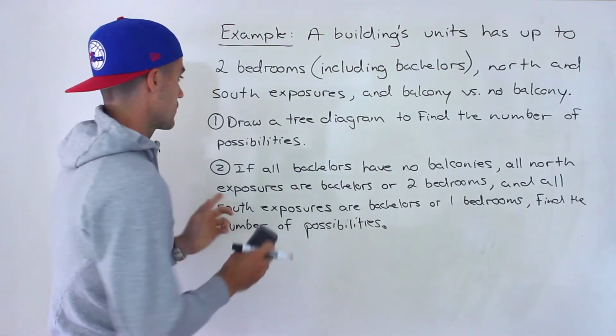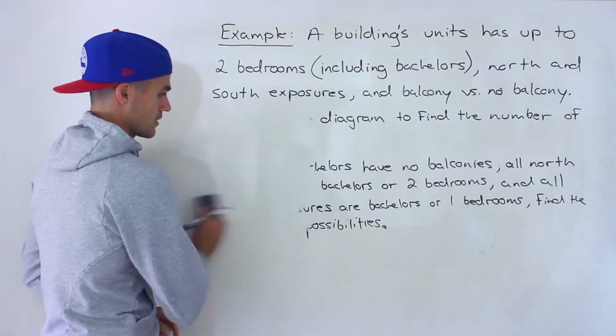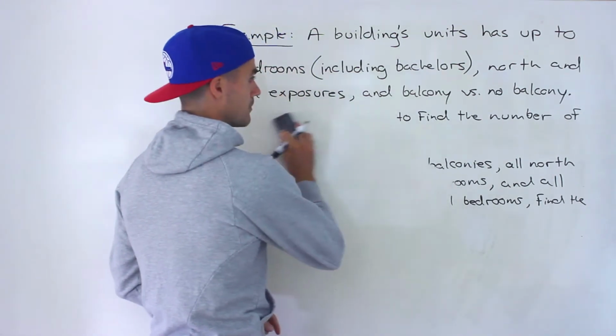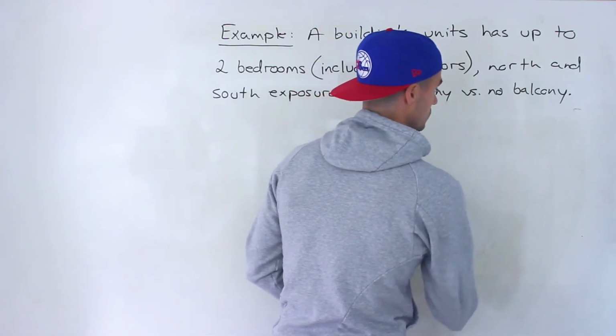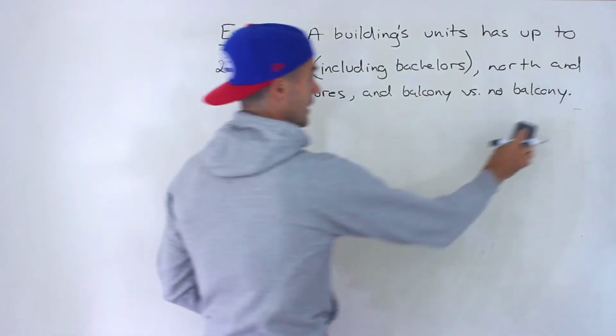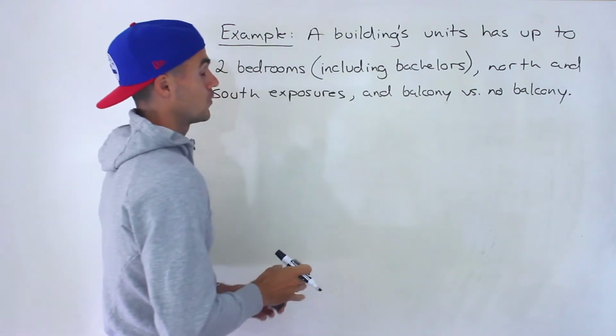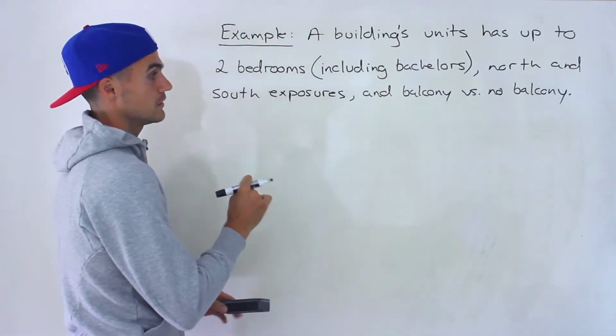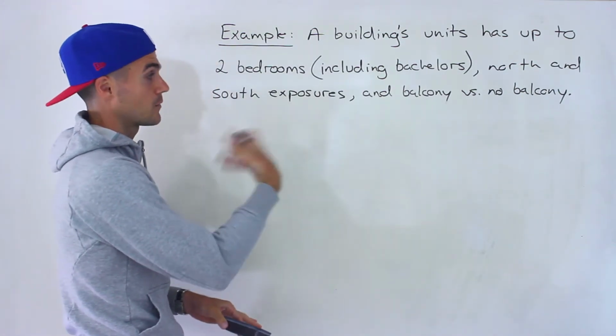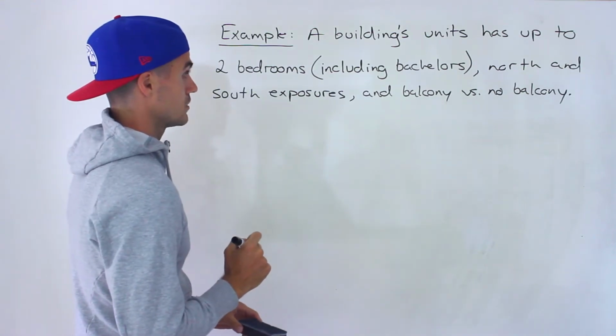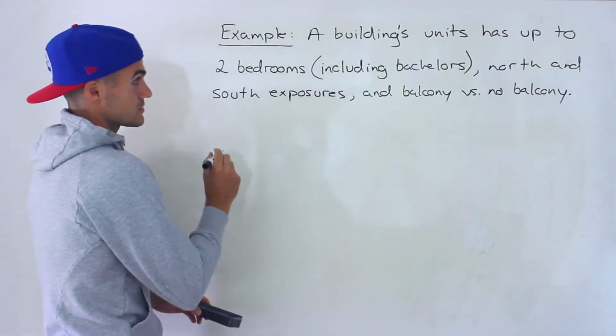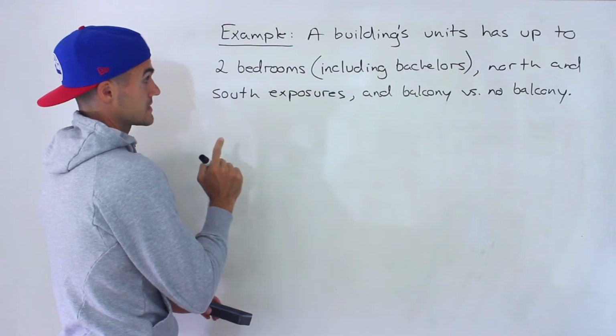So starting with number 1, I'm going to actually erase all of this here for now. I'll bring it back after. I'll rewrite number 2 just to draw this tree diagram for number 1 with all the different possibilities, and then we're actually going to use the tree diagram to answer number 2. So let's go step by step here. A building's units has up to 2 bedrooms.